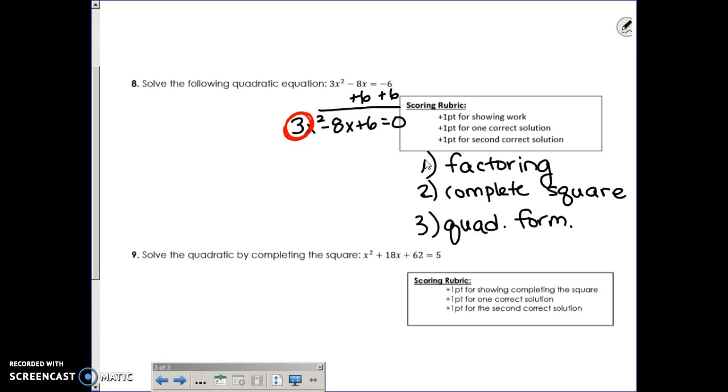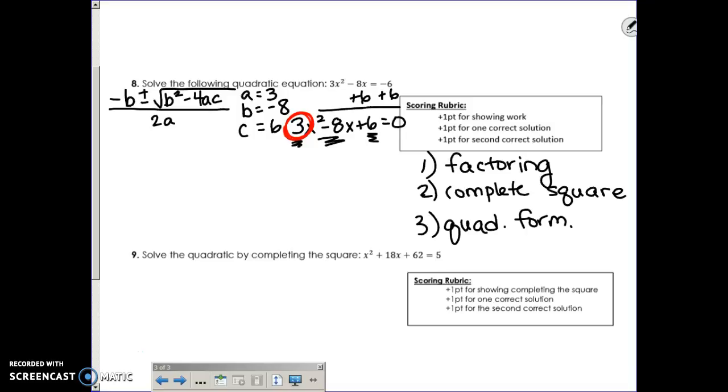Hopefully you know the quadratic formula. If not, you need to memorize it. It's negative b plus or minus the square root of b squared minus 4ac, all over 2a. Okay, memorize it. Know it. Have it in your brain. Figure out what each letter is. A is the one attached to x squared, so that's 3. B is the one attached to x, which is negative 8. And C is the one that's off by itself, which is 6.